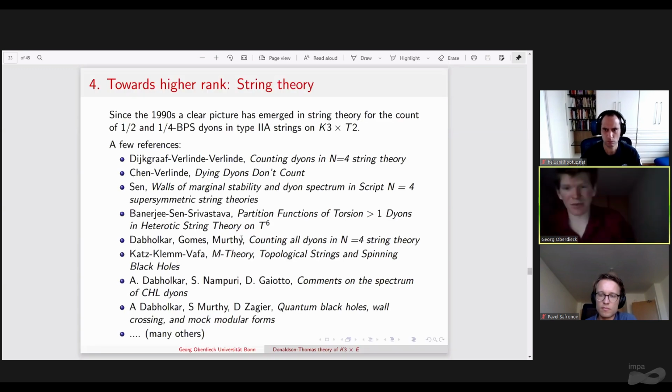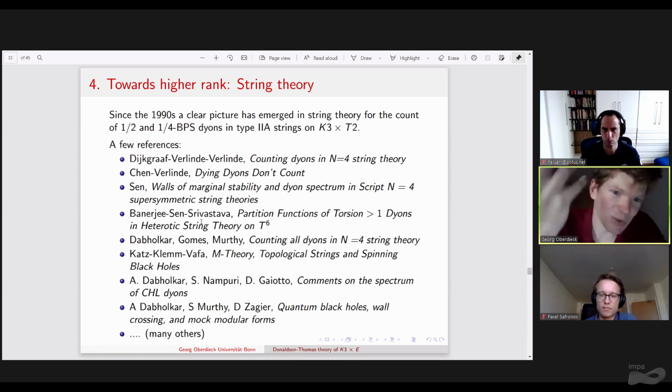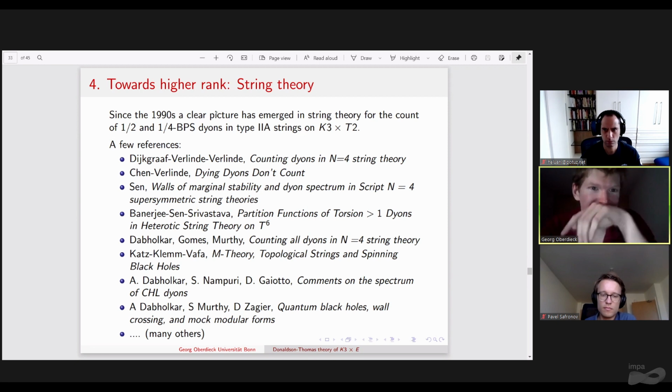Okay, so for the last part, I want to go to the higher rank case and really match the exact prediction that was made on the physics side. And this is, as I said, a really old and really beautiful story, I think. Since the 1990s, a clear picture has emerged in string theory for the count of half and quarter BPS lines in type IIA string theory on K3 cross T2. And probably it started earlier. I'm really not the expert in this.